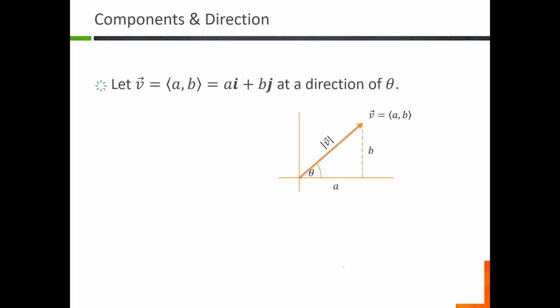Again, as far as an illustration, our vector represents the hypotenuse of the right triangle. The length of our hypotenuse is the magnitude of our vector. The horizontal length of our triangle is the horizontal component, and the vertical length of the triangle is the vertical component, and theta would be the acute angle rotating about the origin.